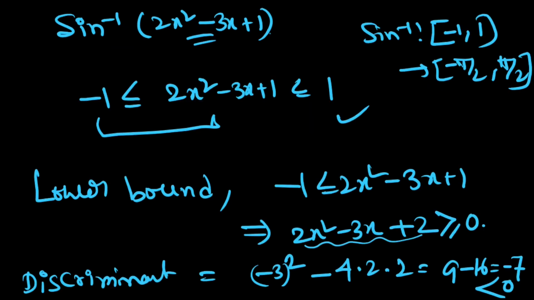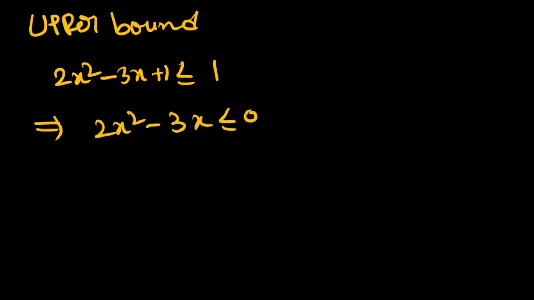So next we find the upper bound. The upper bound is 2x square minus 3x plus 1 is less than or equal to 1. This implies 2x square minus 3x is less than or equal to 0.